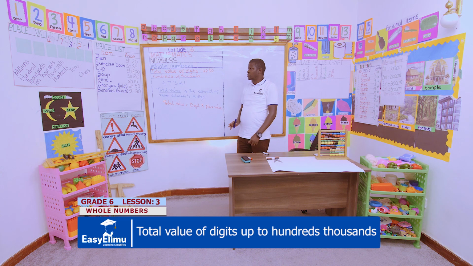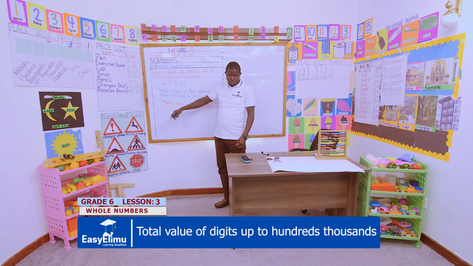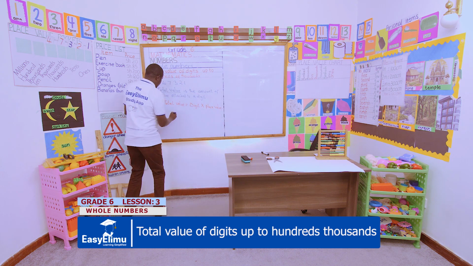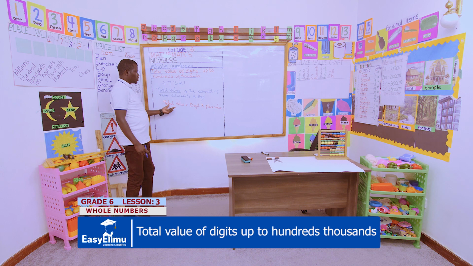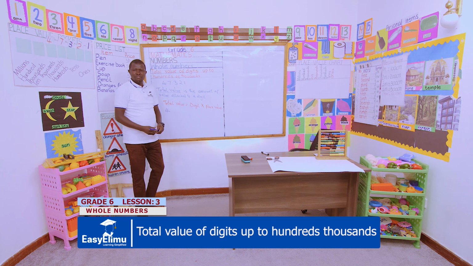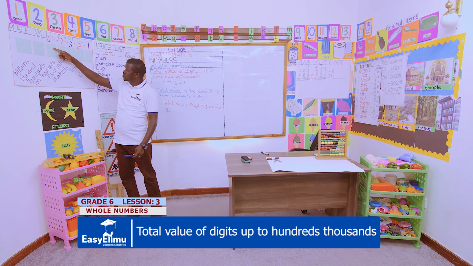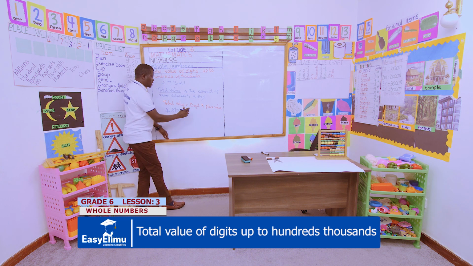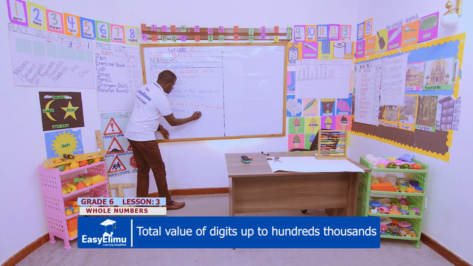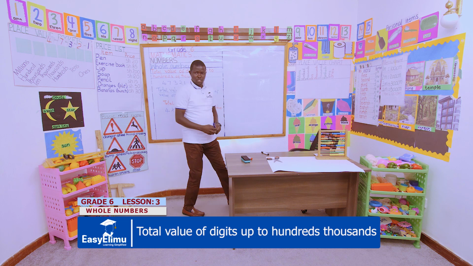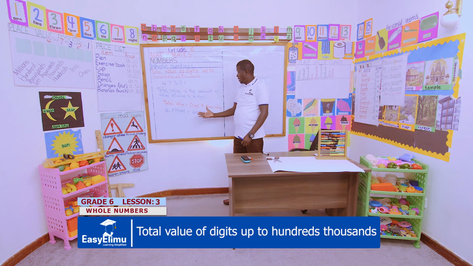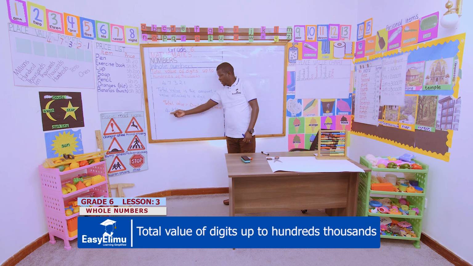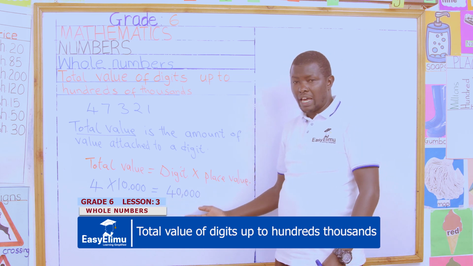For example, our first digit is digit 4. We pick digit 4 because we want to look for its total value. We multiply by its place value. The place value of digit 4 is 10,000, so we multiply it by 10,000. When you multiply, the total value of that digit is 40,000. So the amount attached to digit 4 is 40,000.